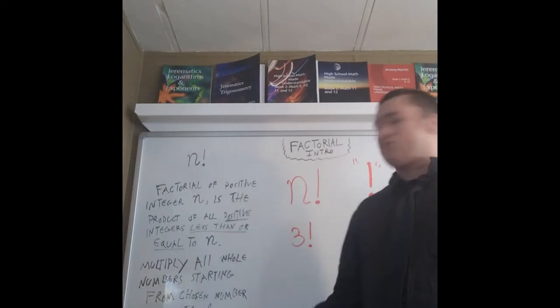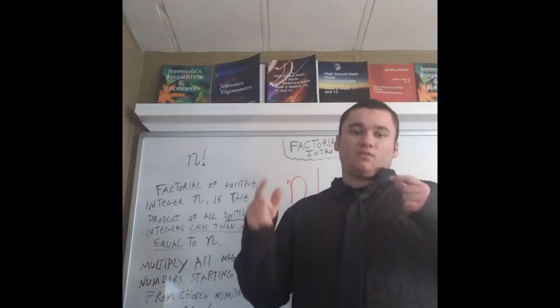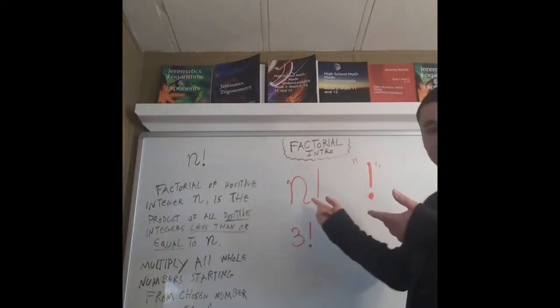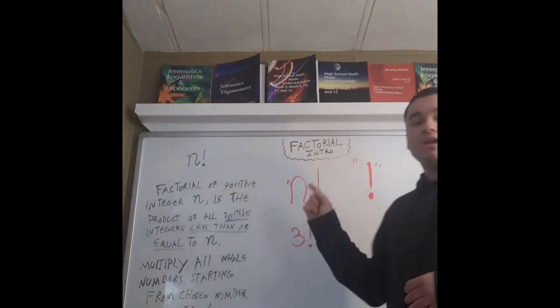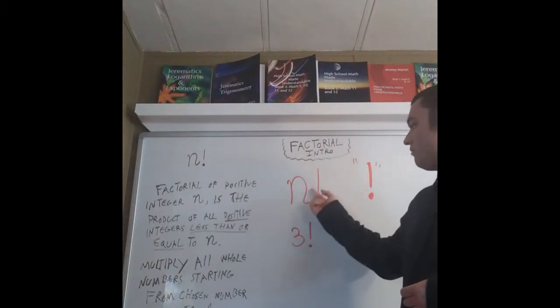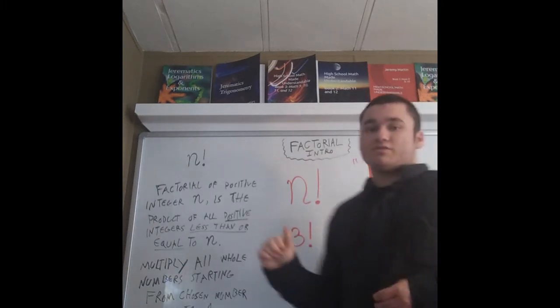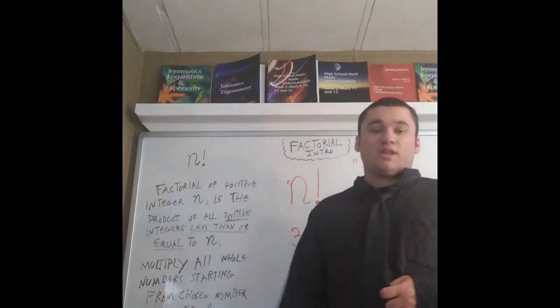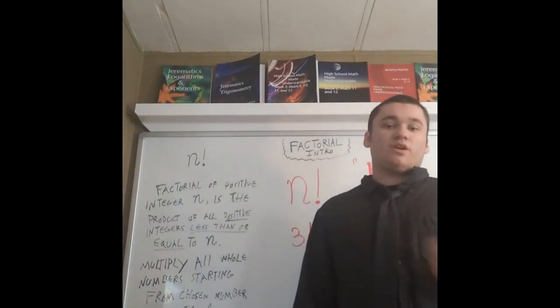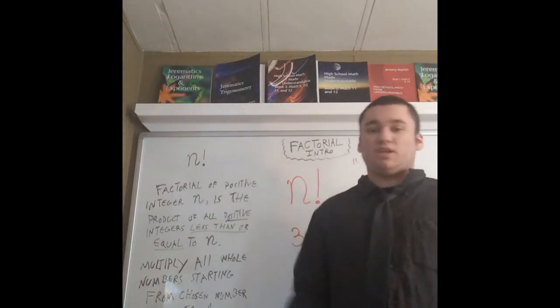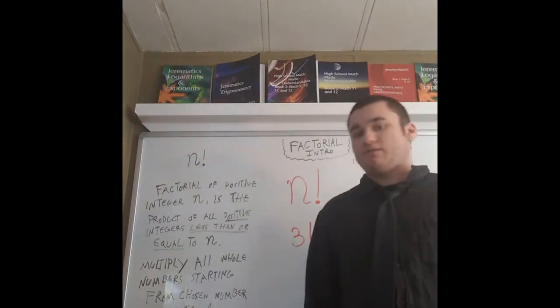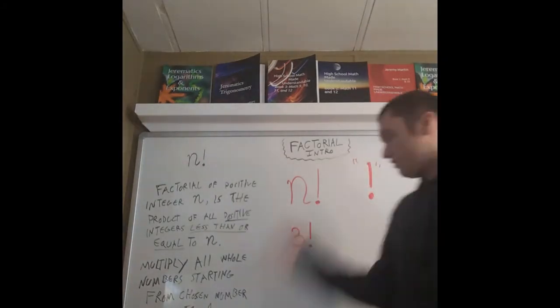An easier way to explain this would be to say that we have a factorial symbol with a number or a variable n, and we multiply all the whole numbers starting from the number in front of the factorial symbol all the way to 1. All the whole numbers, and they must be positive. When I say whole positive numbers, I'm talking about things like 1, 2, 3, 4, 5, 6, 7, 8, 9, 10, 11, 12, 13, 14, 15, 16, and so on and so forth.